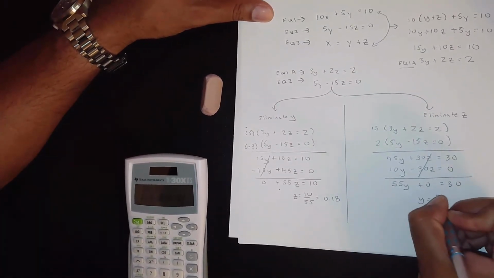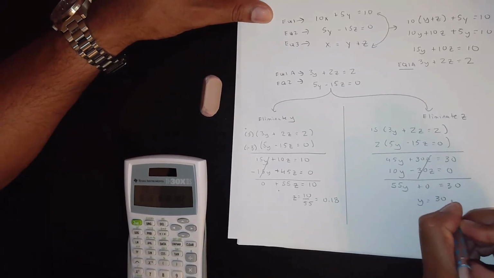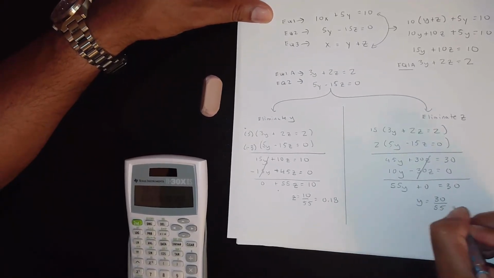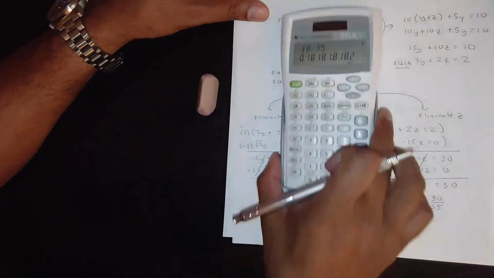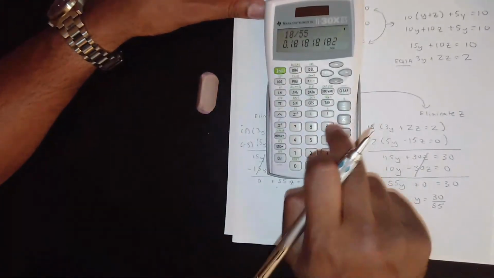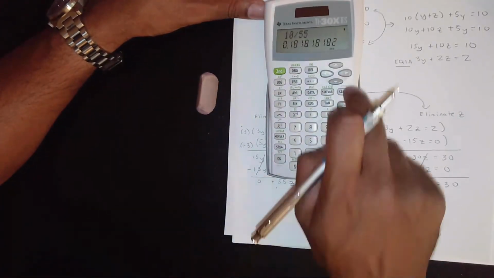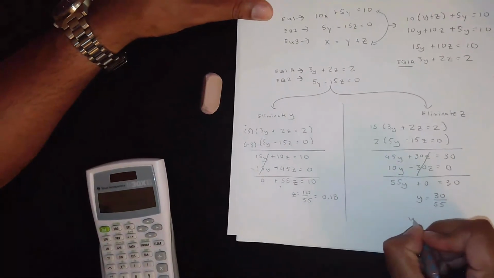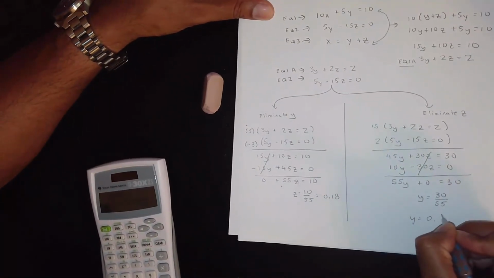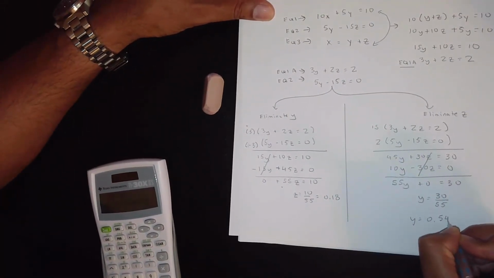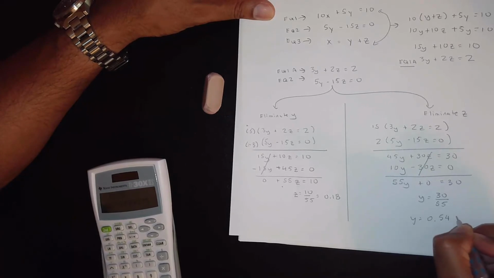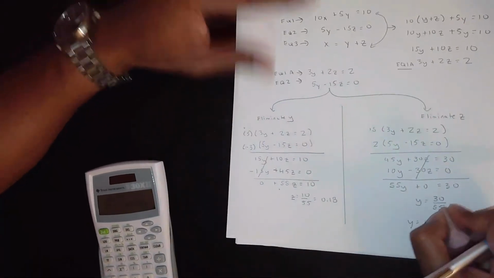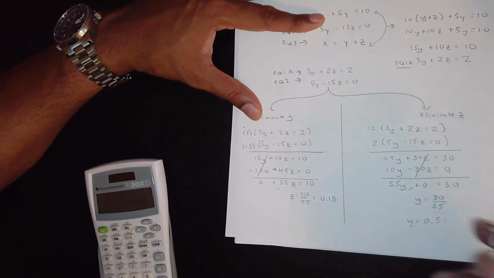Y is equal to 30 over 55. So I'm going to put it in my calculator. I have no idea what 30 over 55 is. So I simply go 30 divided by 55, 0.545. So we just put 0.54. Y is equal to 0.54. No, let's put 0.55. 0.55 is fine.